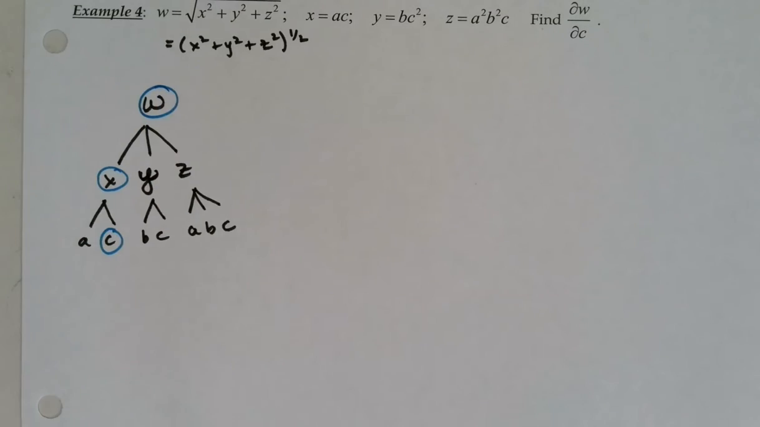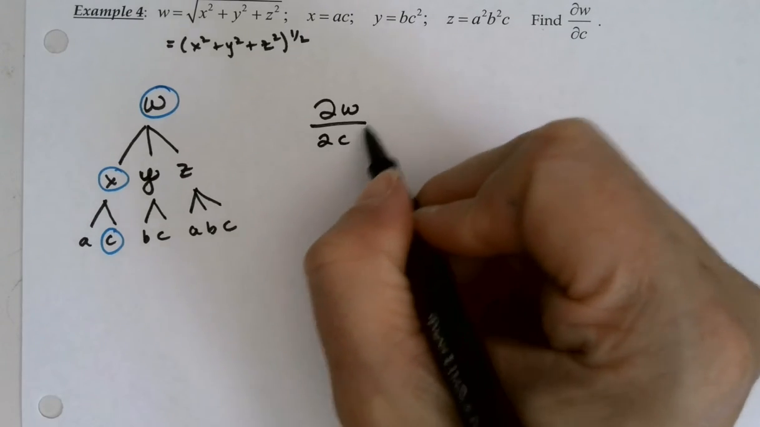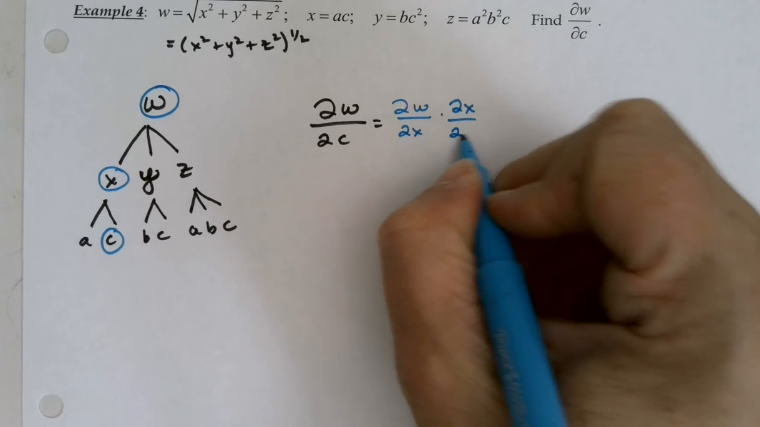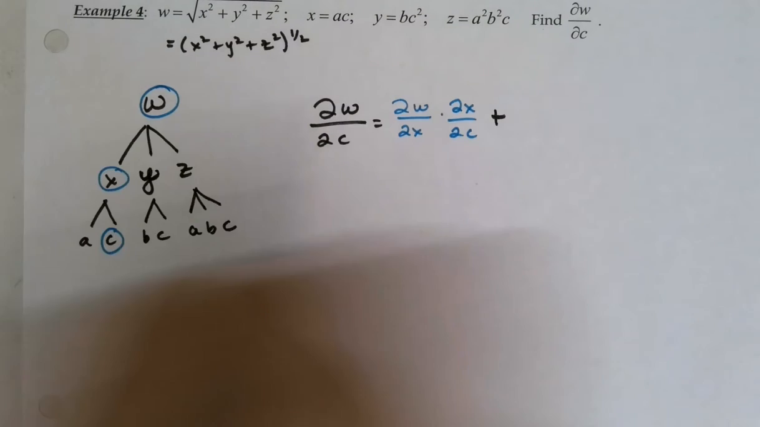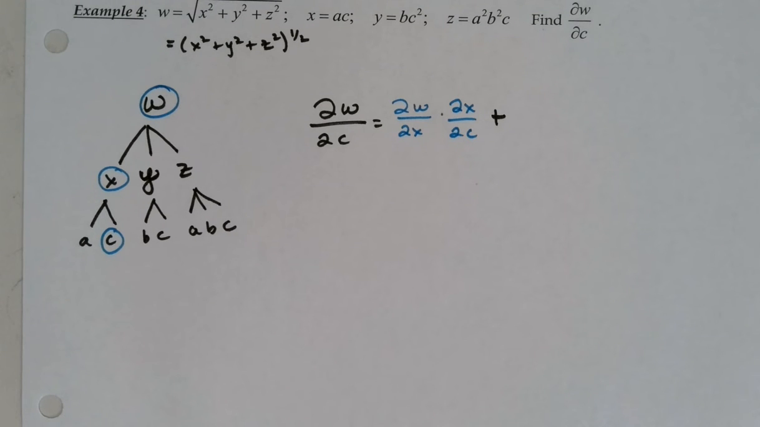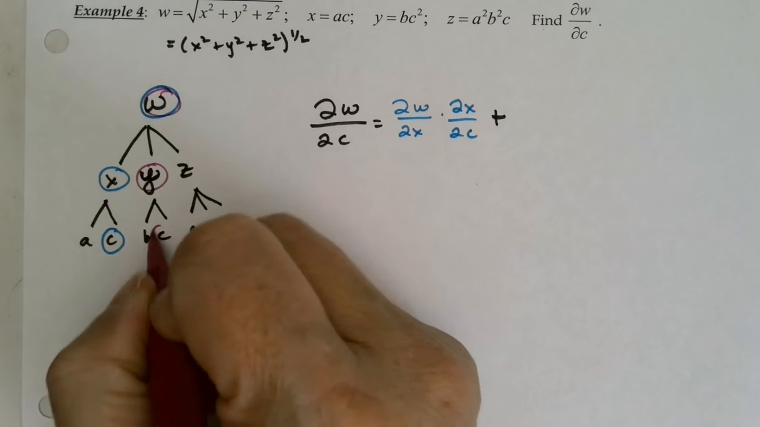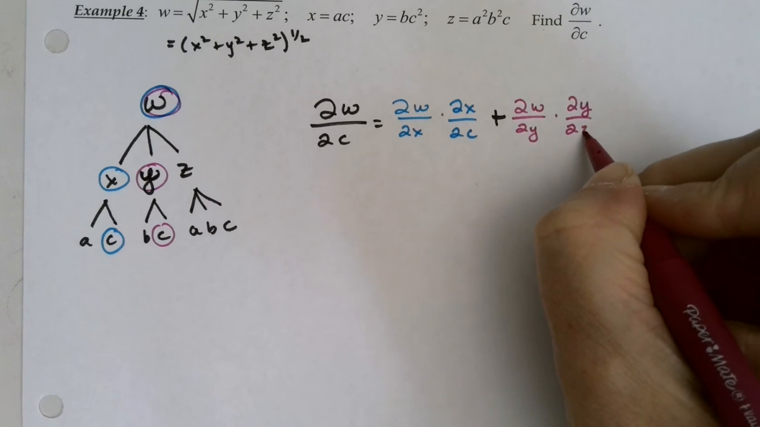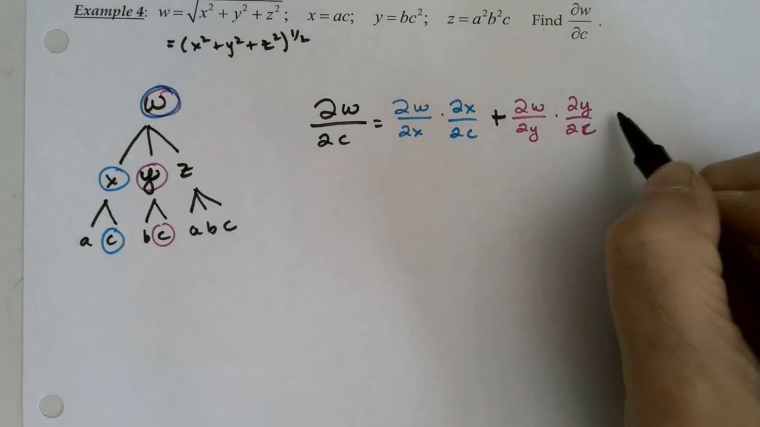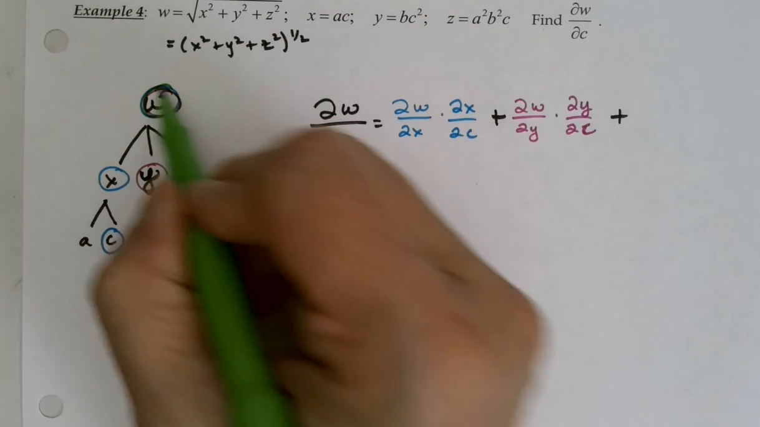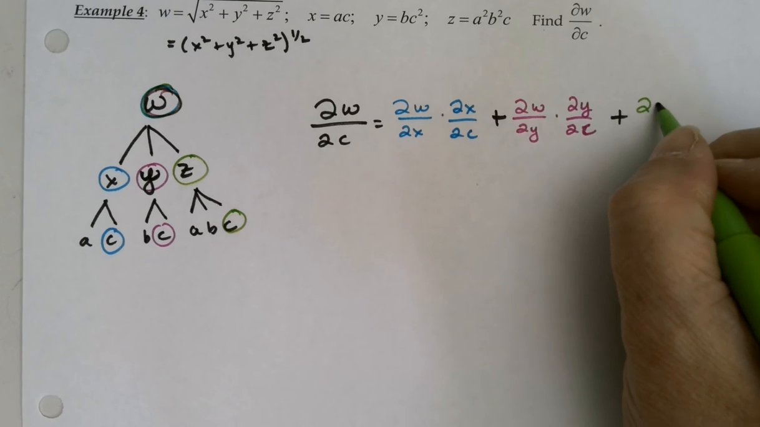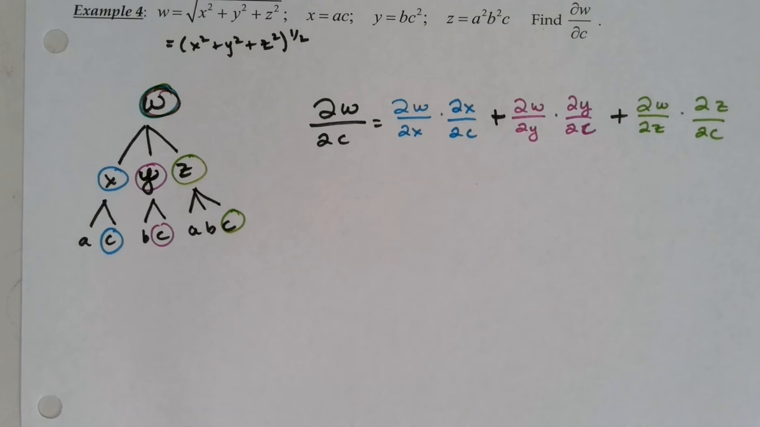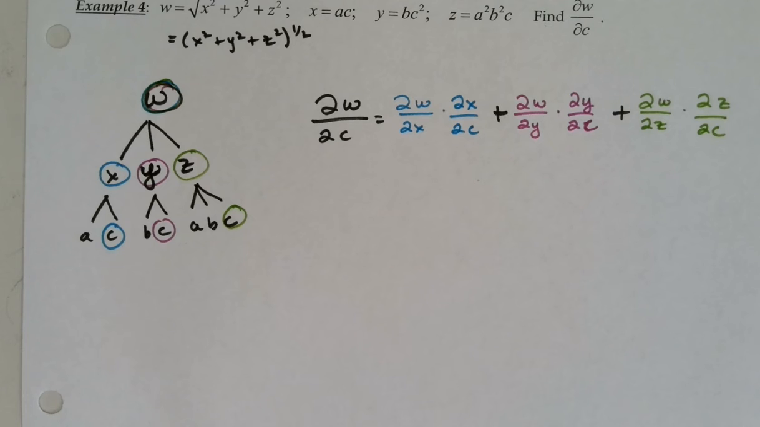So the partial derivative of w with respect to c will be equal to the partial derivative of w with respect to x times the derivative of x with respect to c, plus the middle one, w to y to c: the partial derivative of w with respect to y times the derivative of y with respect to c. And then one last one, w to z to c: the partial derivative of w with respect to z times the derivative of z with respect to c. I'm obviously not going to be able to fit all of this into a horizontal line, so I'm just going to work my way down here.